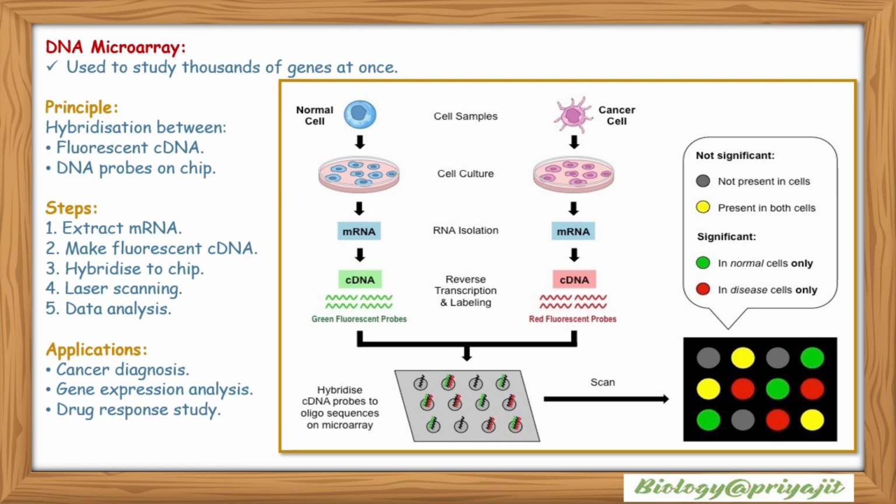DNA microarray. The process is used to study thousands of genes at once. Principles include hybridization between fluorescent cDNA and DNA probes on chip. The steps include extract mRNA, then make fluorescent cDNA, laser scanning, and then data analysis. So it is applied for cancer diagnosis, gene expression analysis, drug response study, etc.